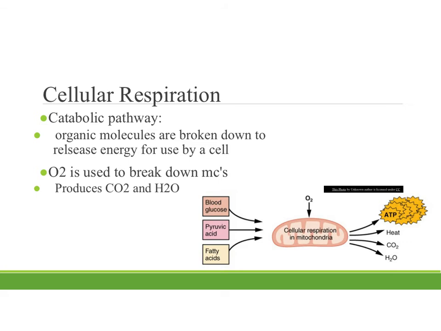The second type of metabolic pathway we just talked about is a catabolic pathway. So this is cellular respiration. Cellular respiration is a catabolic pathway in which organic molecules are broken down to release energy that can be used by the cell. So oxygen is used to break down the organic molecules, and that results in the production of carbon dioxide and water.